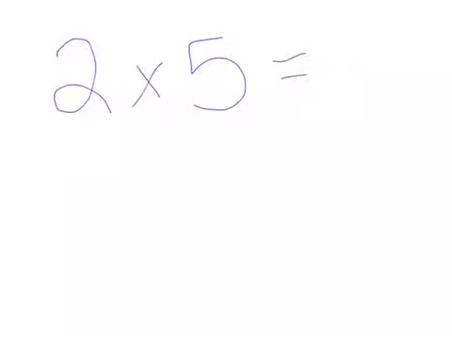So let's talk about what this looks like. If I gave you the multiplication equation of 2 times 5, or two groups of 5, and I wanted you to use the strategy of drawing a picture to show the product, I would ask you to draw an array. An array for this multiplication equation would be 2 groups of 5.